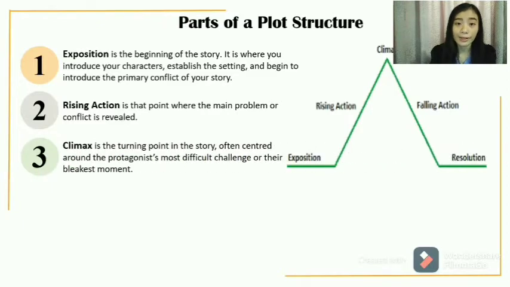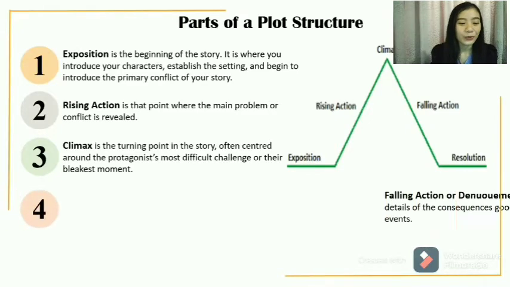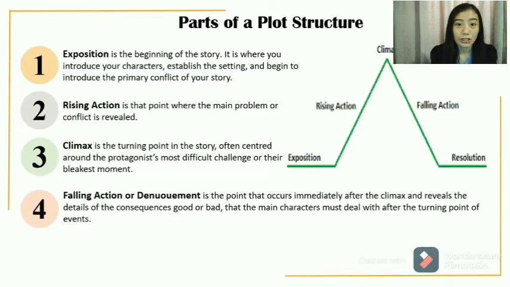So the third one is the climax. Climax is the turning point of the story, often centered around the protagonist's most difficult challenge or their bleakest moment. In our previous lesson, we learned that the protagonist is otherwise known as the main character of the story. Very good. So the fourth one is the falling action or denouement.